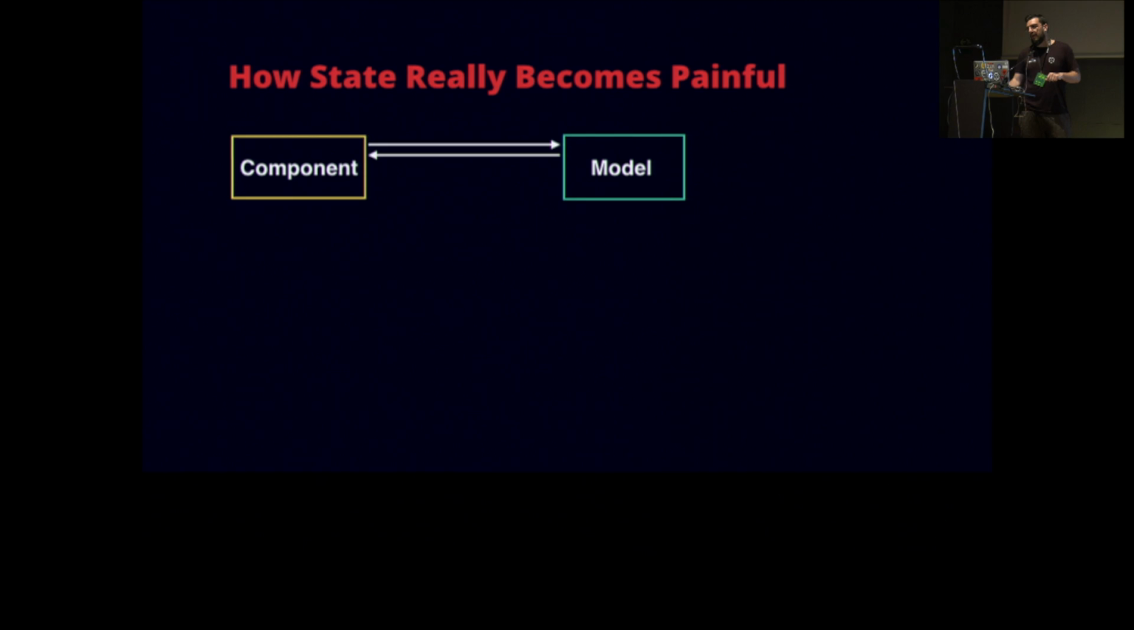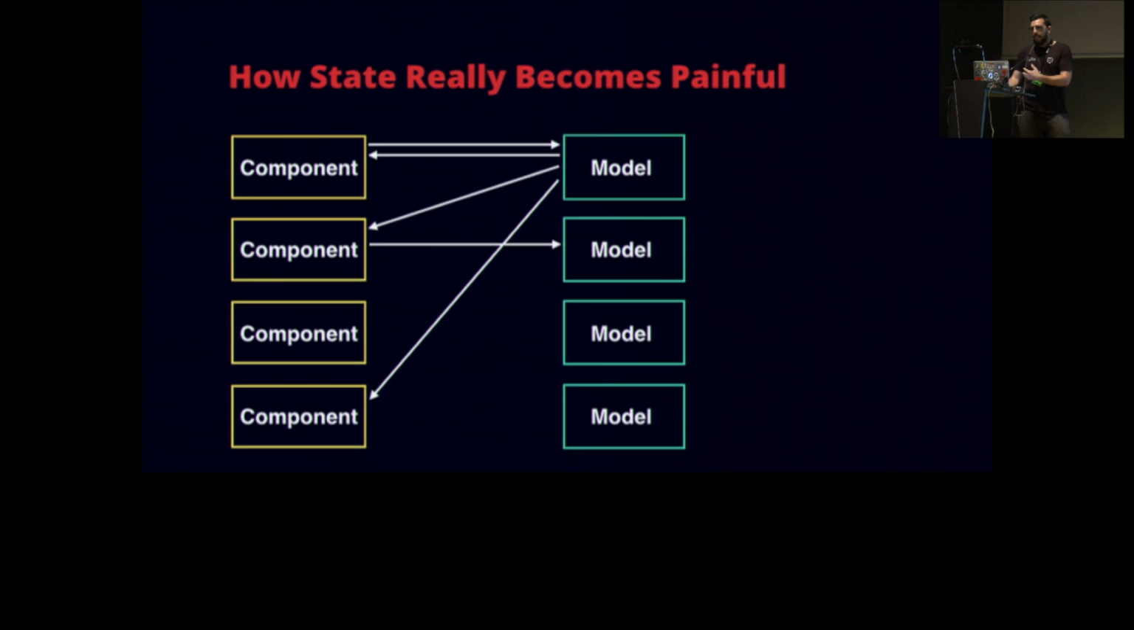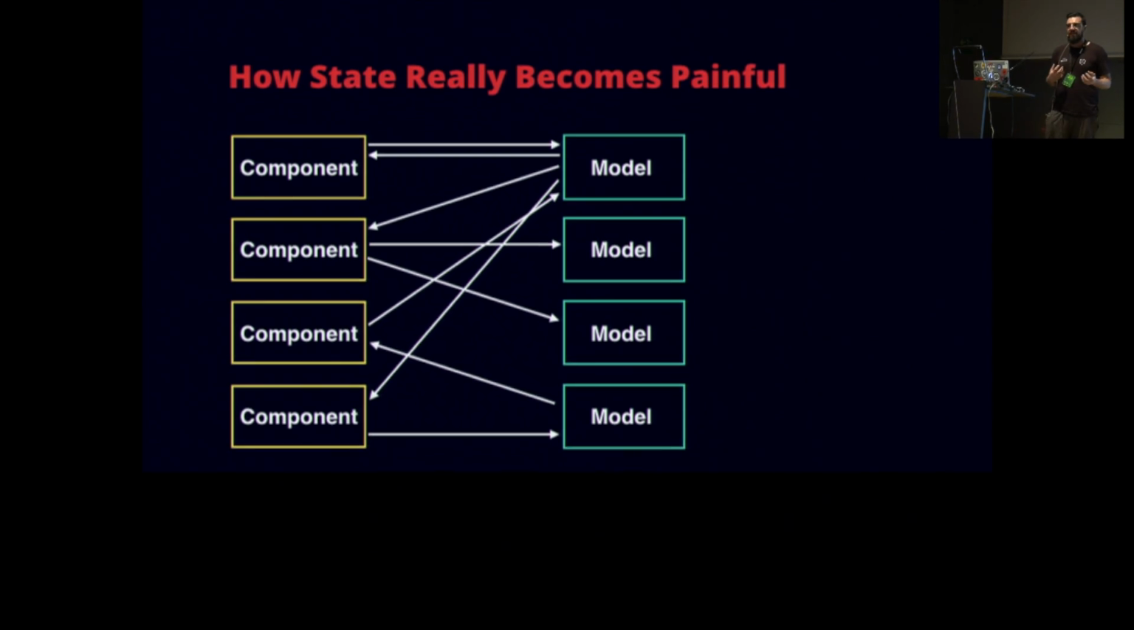However, the problem starts to arise when you have a few more components and a few more models, and then you have multiple components that need information from one model, and components that require other models, and eventually you end up with this spider web of dependencies, where different models are updating different components, and components are requiring things from different models, and it gets to be really hard to understand what's happening in your application and why.